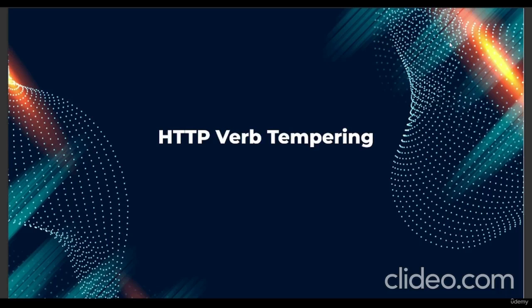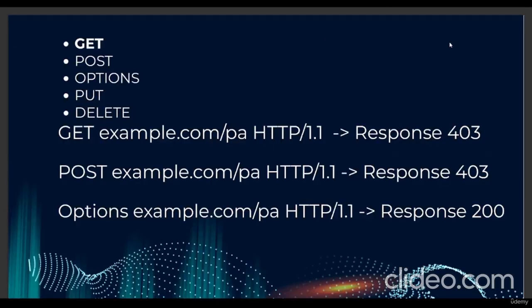In this lecture, you will learn what is HTTP verb tampering. HTTP verb tampering is a type of security vulnerability that occurs when an attacker manipulates the HTTP request method, also known as HTTP verb. So here we have some HTTP methods: GET, POST, OPTIONS, PUT, and DELETE.